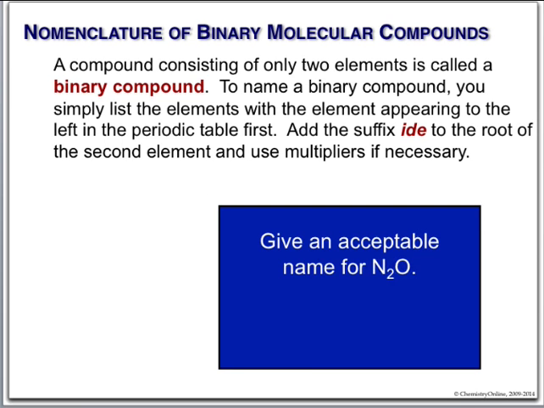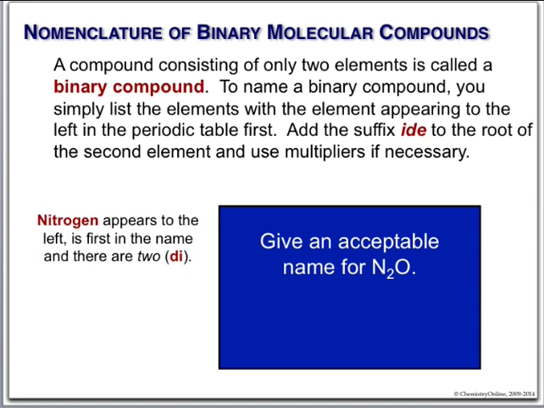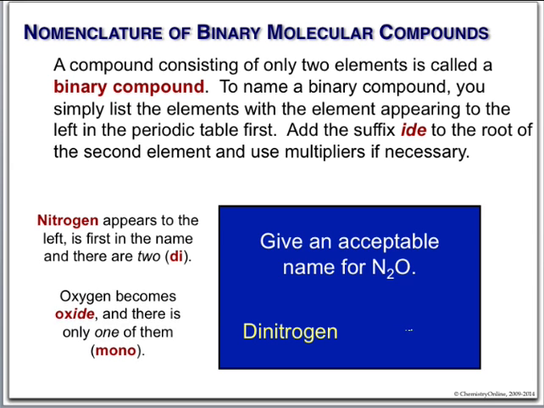So here we have to use a multiplier for our first element. So it's nitrogen, and there are 2 of them. We simply call this dinitrogen. Now, when we only have 1 of the second element, and it's an oxide, that's when you have to use mono. So this is monoxide. The second O we delete because it's too many O's. This doesn't look right.